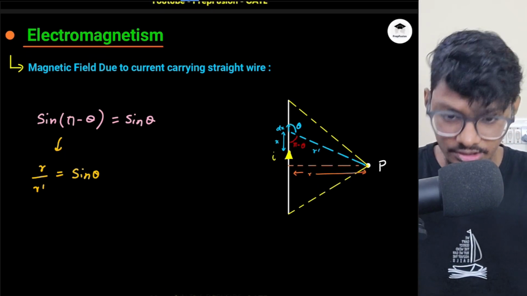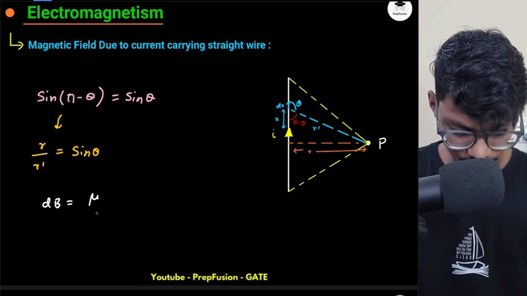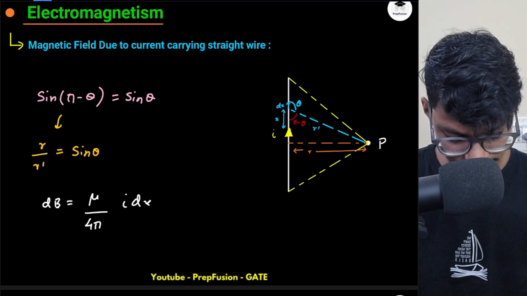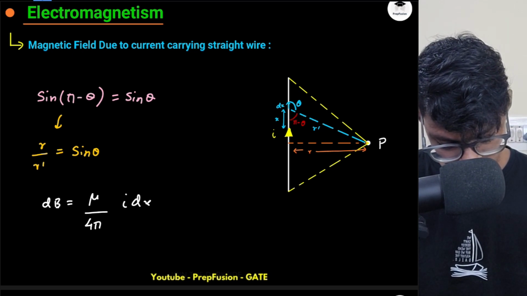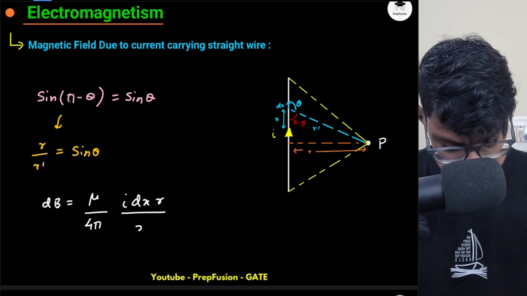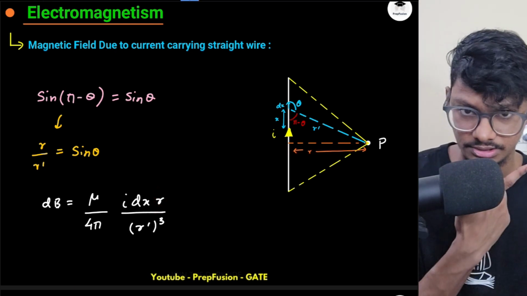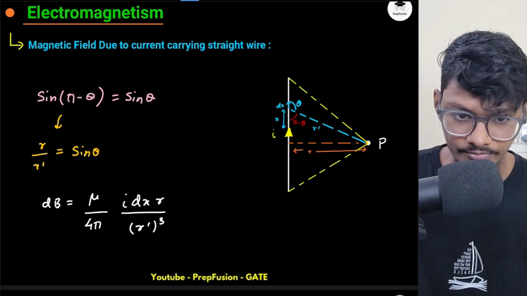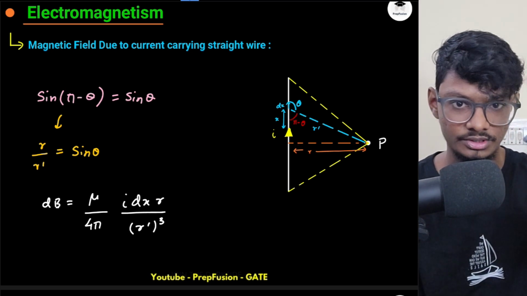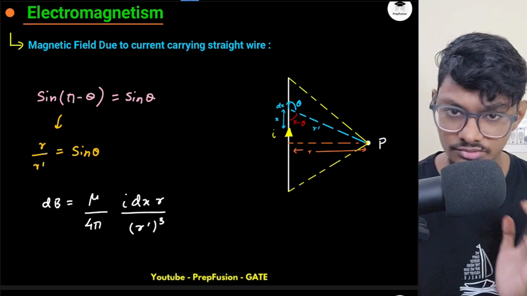So now my formula becomes what? Now my formula becomes dB equals to mu upon 4 pi, I is constant obviously, dx, and this sine theta has been reduced to r upon r dash. So this actually becomes r by r dash whole cube, and this r is what? This r is the perpendicular distance, right, from the point P to that particular element. Okay, r is the perpendicular distance, and it is constant. Perpendicular distance will not change, it is constant.